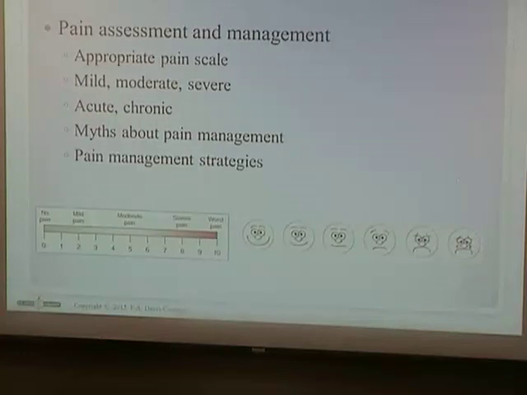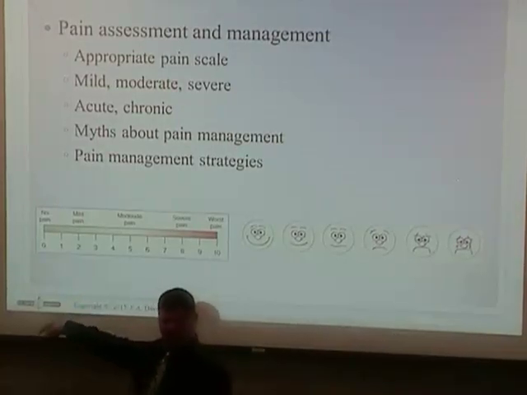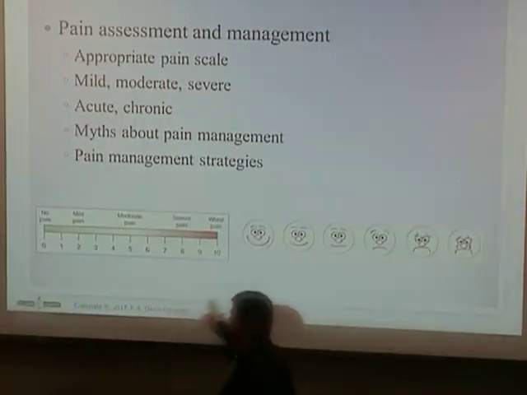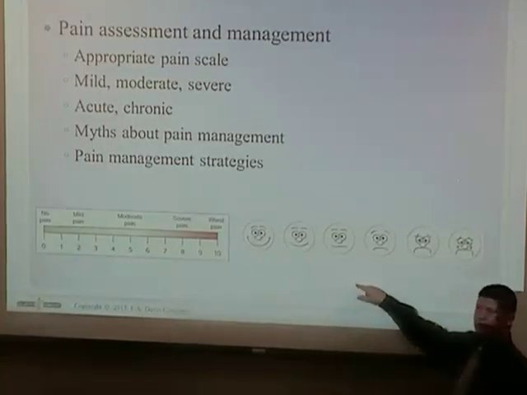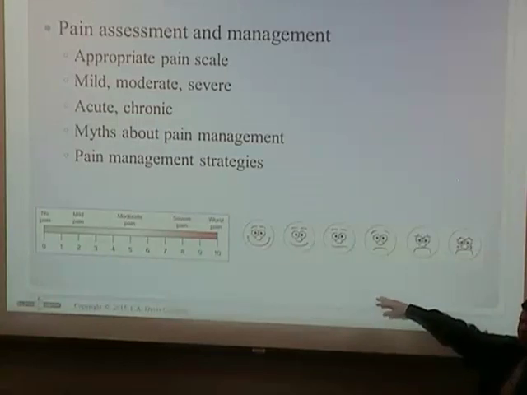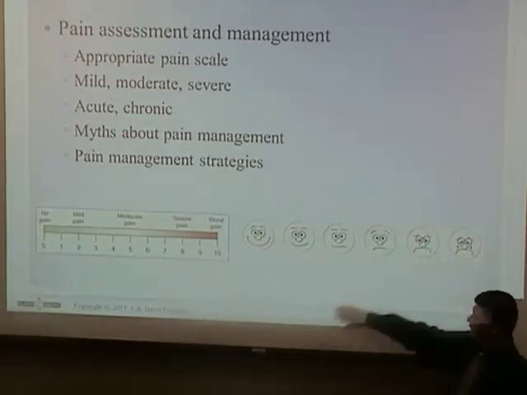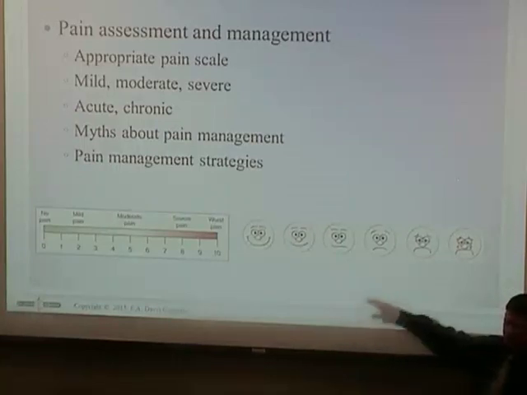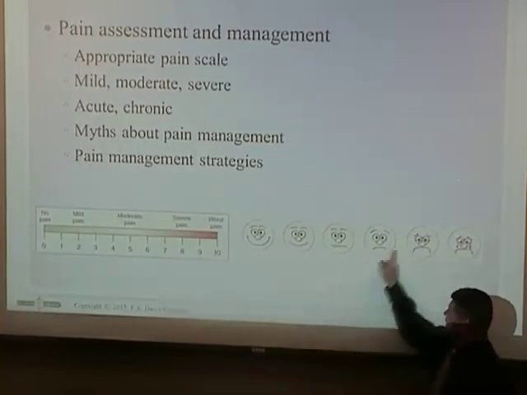The child pain scale. Notice the difference. Do you ask a three-year-old, on a scale of 1 to 10, how do you rate your pain? No. Use this one. And what's that called, by the way? Faces. It's Wong-Baker, Wong's faces. And you just kind of look at them. You know, which one is you? Like, you look at the kid and go, that one.